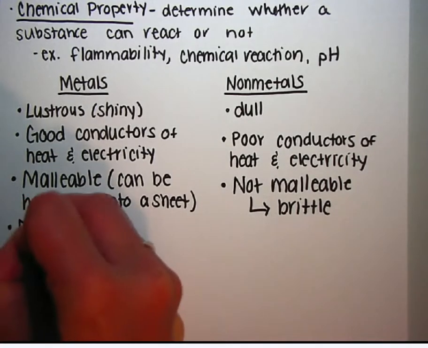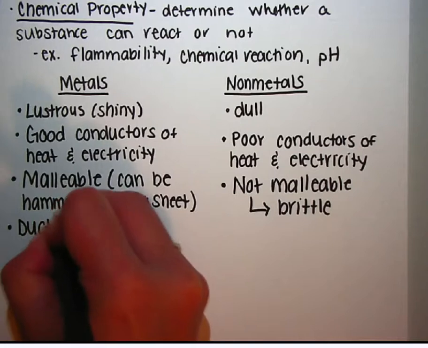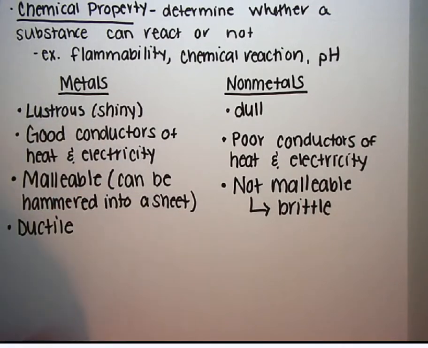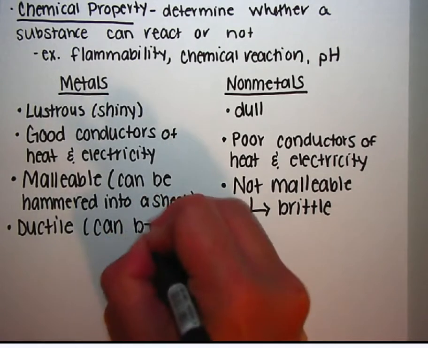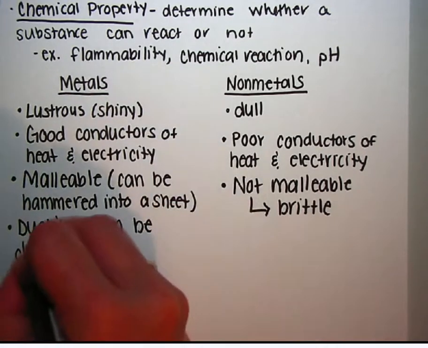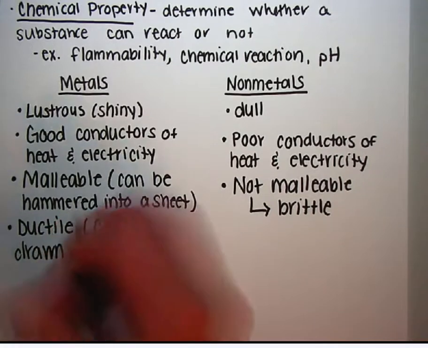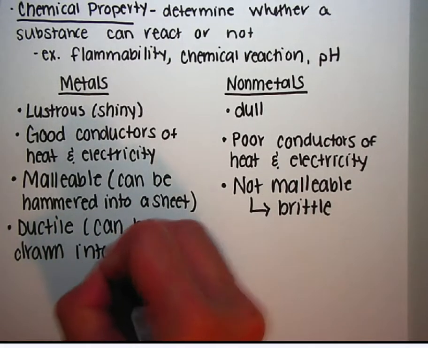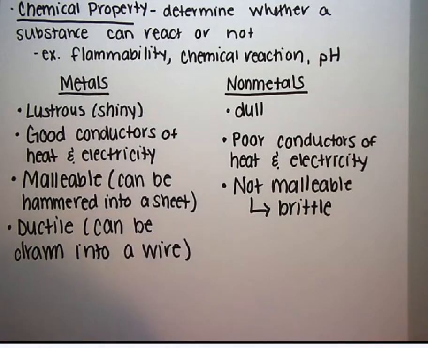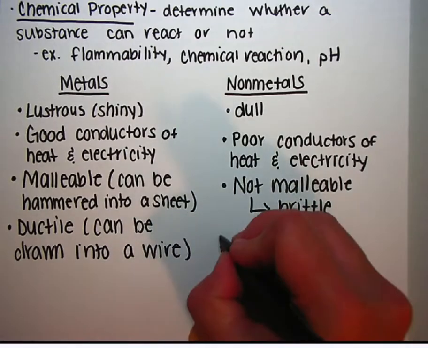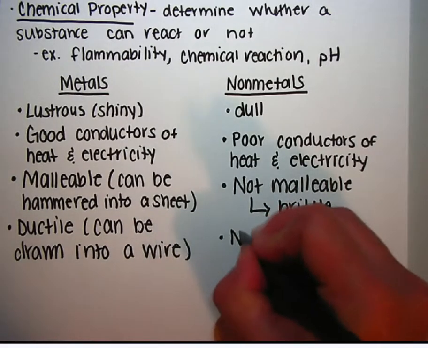Metals are also ductile. And what that means is that metals can be drawn into a wire. So think if you've ever seen copper wire, we can draw metals into a wire, meaning that they are ductile. Nonmetals are not.